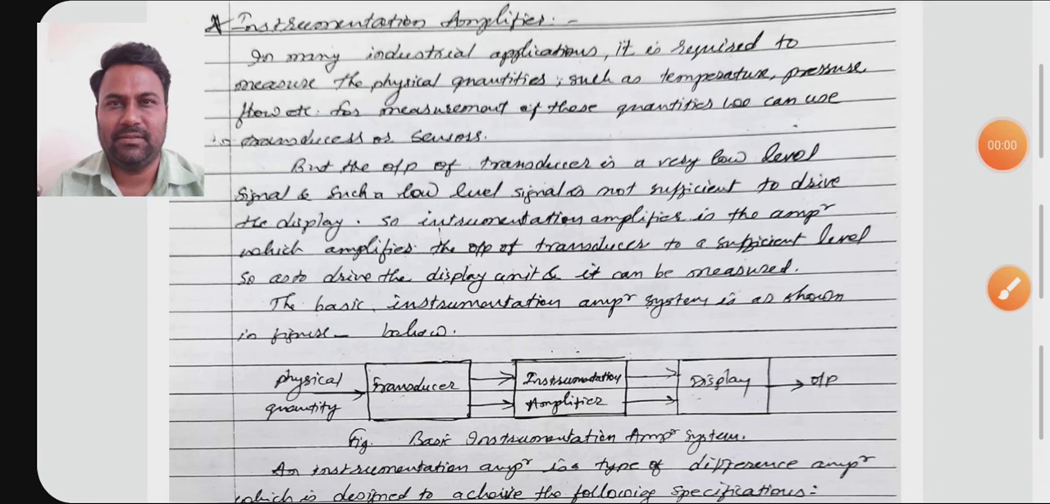Hi friends, welcome back. In the previous video, we have seen the selection criteria for operational amplifier, then the design of some of the applications of op-amp like inverting amplifier, non-inverting amplifier, design of I to V converter and V to I converter. In this video, we will discuss the design of instrumentation amplifier and design of heatsink.